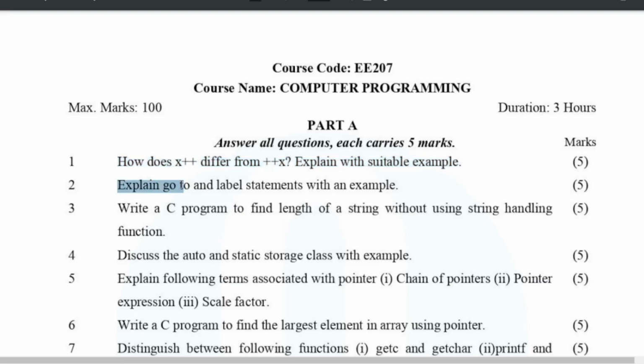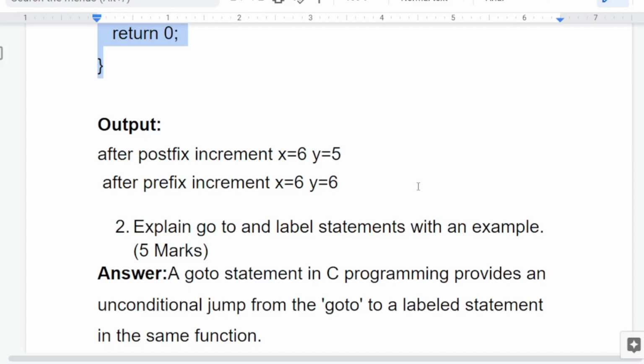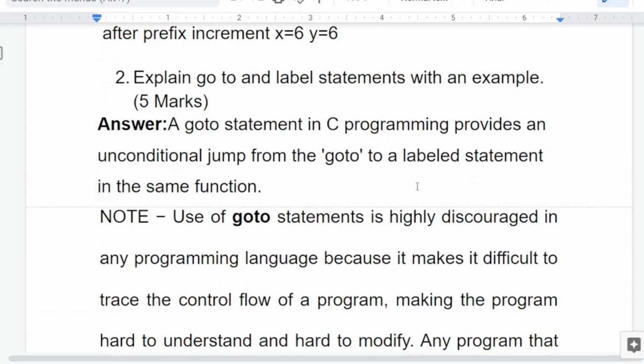Explain goto and label statements with an example, 5 marks. So the goto statement is an unformatted statement, unlike the if-else statement. So it has some disadvantages.